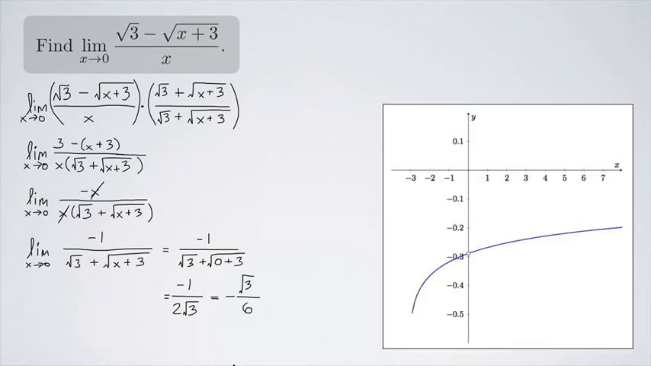So if you look at the graph, you can see that we have a hole right here when x is 0. And negative root 3 over 6, if you evaluate it to be a decimal number, it's about negative 0.28 something, I think. It's about here. So that makes sense. As you come in from the left, you approach that value. As you come in from the right, you approach that value. And even though the function is not defined at 0, that's okay. The limit doesn't care about what happens at 0. The limit only cares about what happens as you get close to 0.